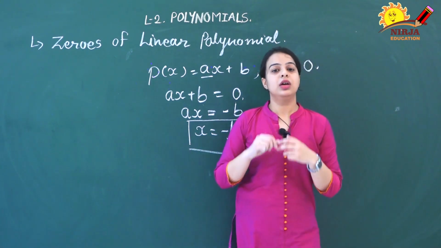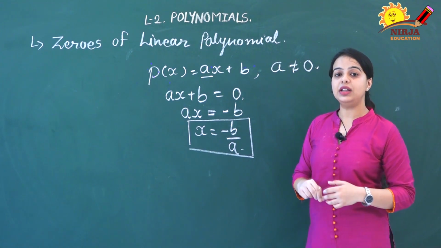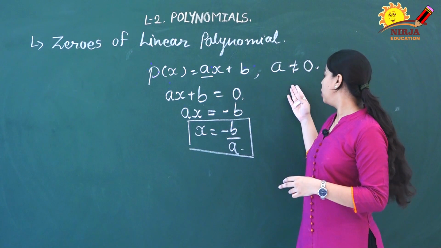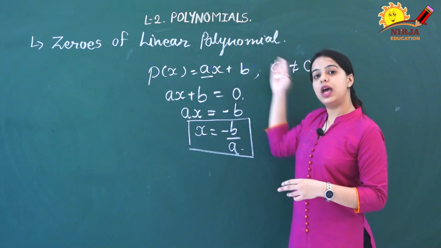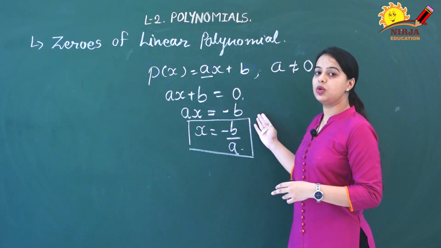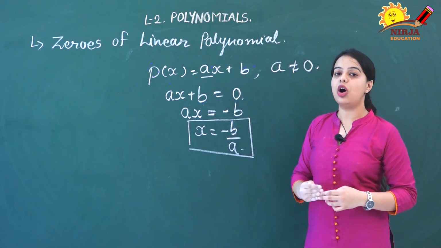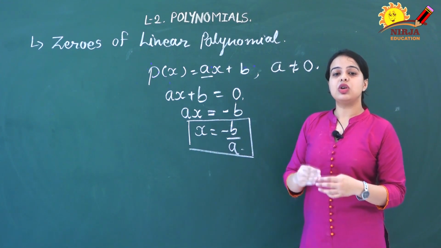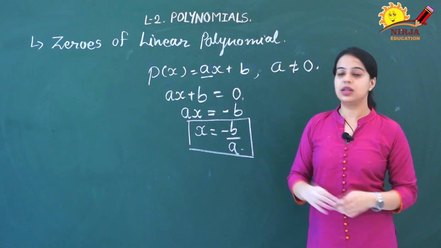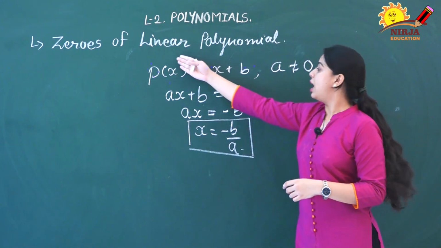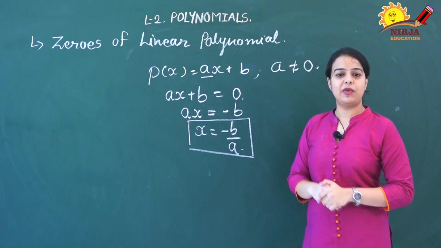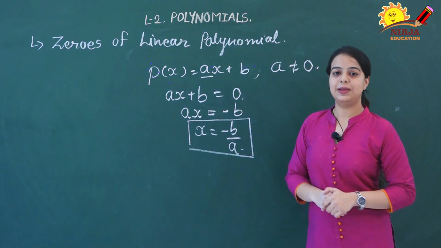Whenever examples are given to find the zero of a linear polynomial, what you need to do is compare that polynomial with ax plus b, then you will get the values of a and b, and by putting them in this equation you are able to find the zero of the linear polynomial. About zeros of quadratic and cubic polynomials you are going to study in higher classes. For now, only how to find zeros of a linear polynomial is in your syllabus. Now let us see some examples on the basis of this.